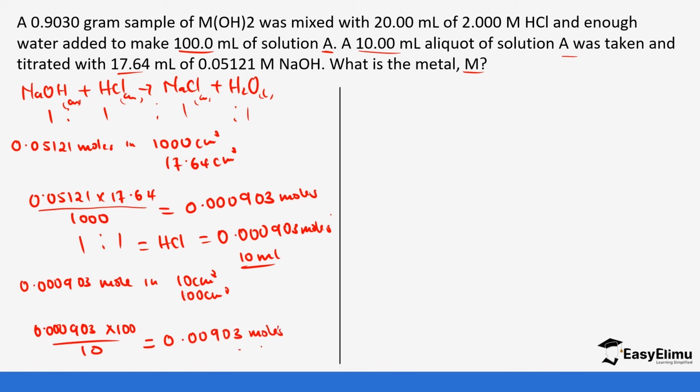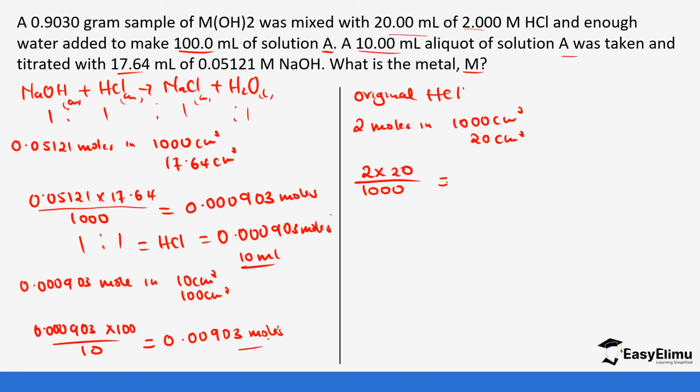So let's look at the original moles of HCl. We are told the HCl that was mixed was 20 ml of 2 molar HCl. So 2 molar means there are 2 moles in 1000 centimeters cubed. So what about in 20 centimeters cubed? We crisscross. This gives us 2 times 20 divided by 1000, which becomes 0.04 moles. So these are the original moles of the acid.